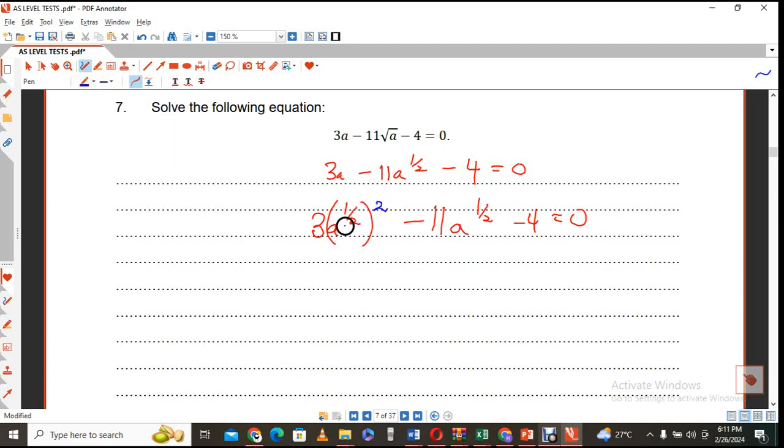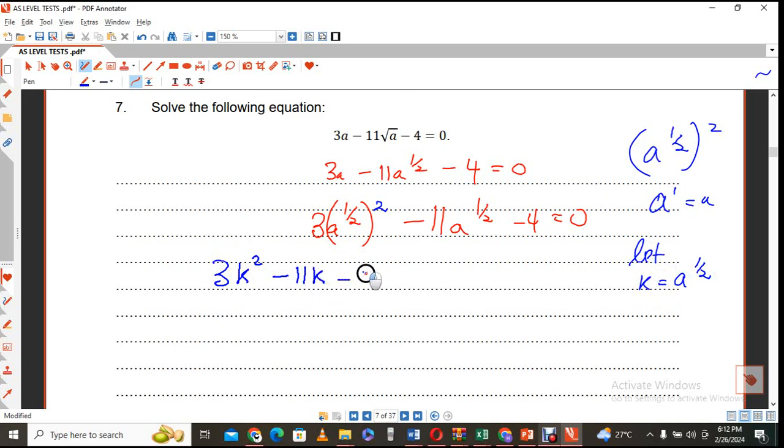Because if you want to multiply out a raised to the power of a half, multiply with that, you get a raised to the power of a half times that, which is just a. So this is just a decoy, another way of writing it. So this is like a hidden quadratic. And if you don't like it, you can say let k equal a raised to the power of a half. So I'll have 3k squared minus 11k minus 4, which is sounding a little bit better than that horrible equation up there.